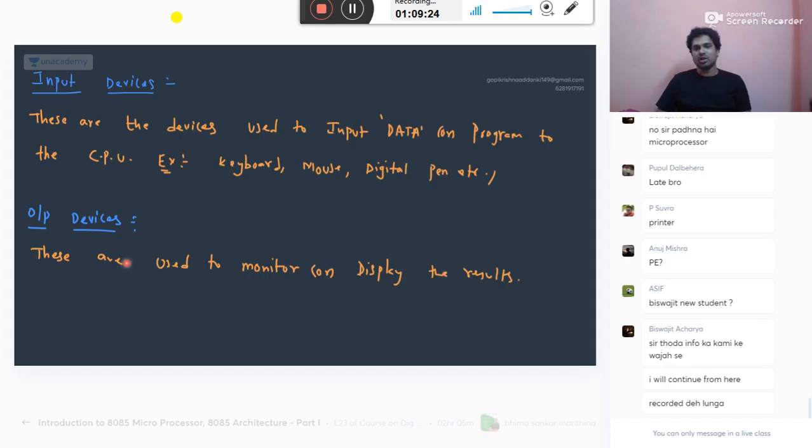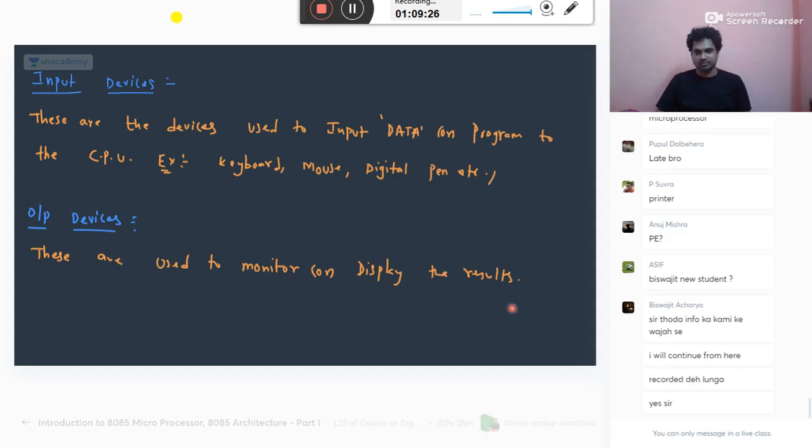So these are used to monitor or display the results. Examples are very simple: any monitor, visual display unit, your printer, etc. There is nothing more to discuss in this. But why we are having this is that we discuss how to connect these devices to your processor.